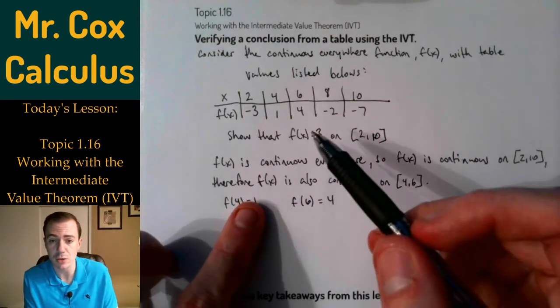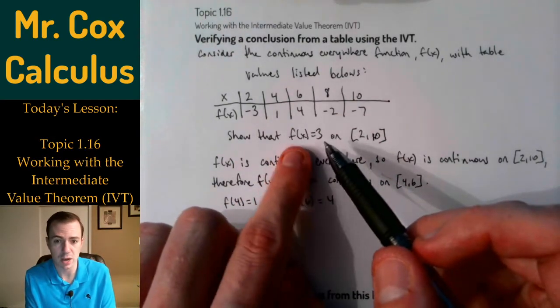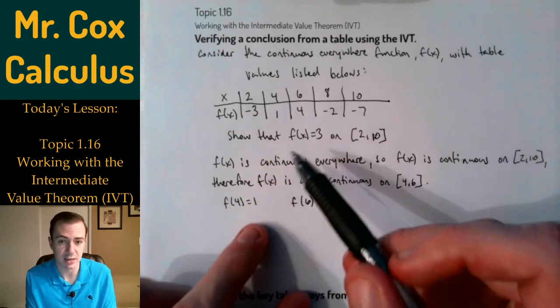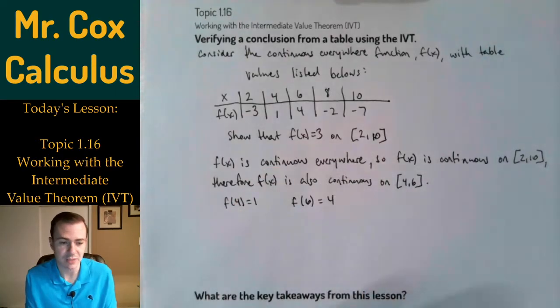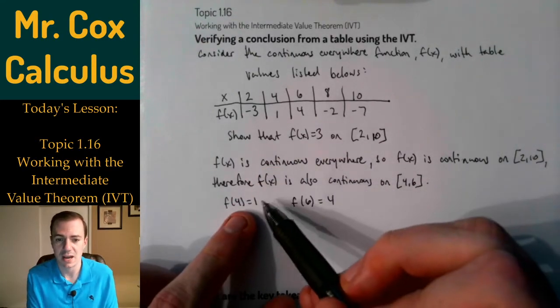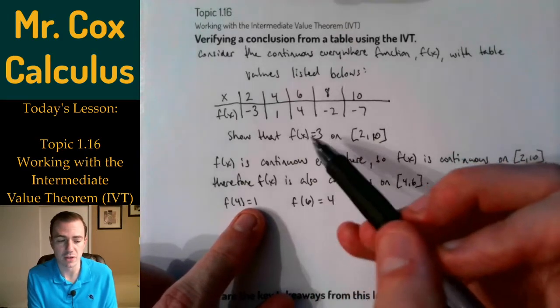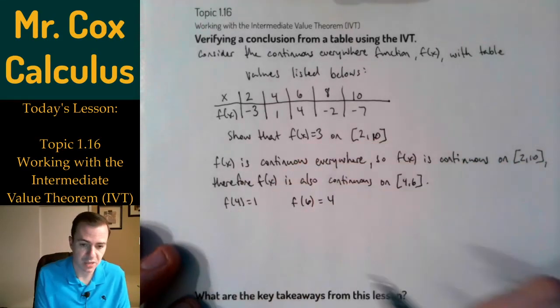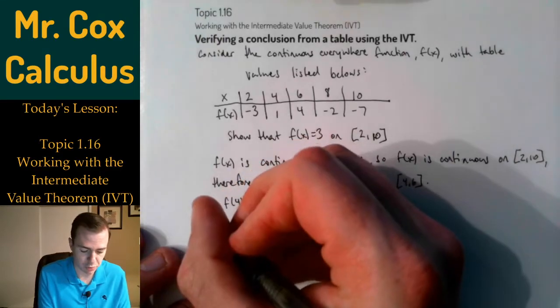I need to pick values such that 3, the value I'm trying to confirm, is in between these. I have to actually kind of sandwich it in there. So I'm going to pick 1 and 4 as my function values because 3 is in between them. And now let's articulate our argument here.